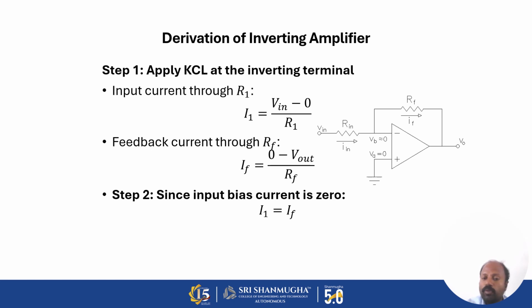Next we need to write the equation for the feedback path. The feedback current through RF, that is IF, is equal to VB minus Vout, that is V naught, divided by RF. What is our VB? We know VB is 0. So 0 minus Vout by RF, so our equation becomes minus Vout by RF. Since the input bias current is 0, we can equate these two equations, that is I1 equal to IF.